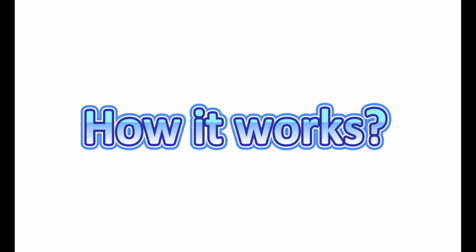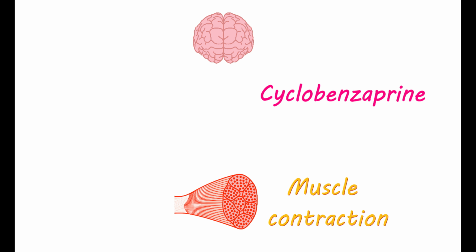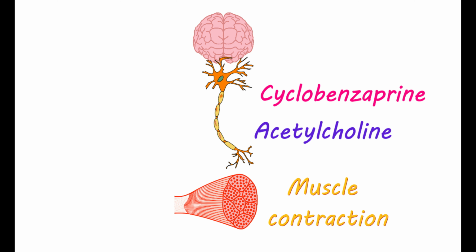How it works? Cyclobenzaprine modifies signals from your brain that control muscle contraction. Normally, your muscles undergo contraction due to the release of a chemical mediator called acetylcholine. This mediator directly acts on the muscle to increase calcium entry and subsequent contraction. However, cyclobenzaprine is not acting at this level. It acts centrally on a few neurons that release acetylcholine. These neurons are called motor neurons.